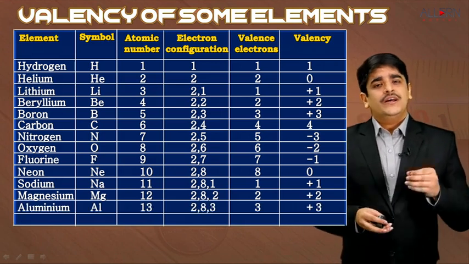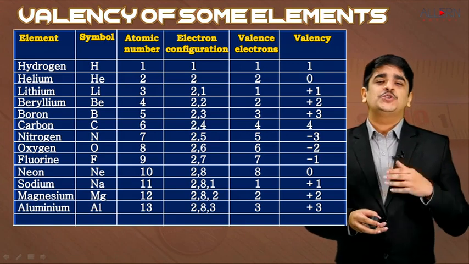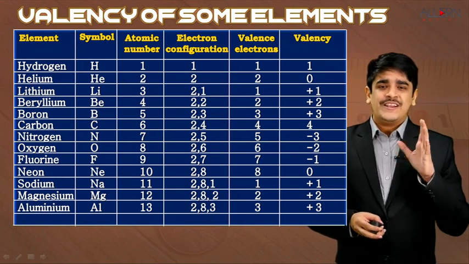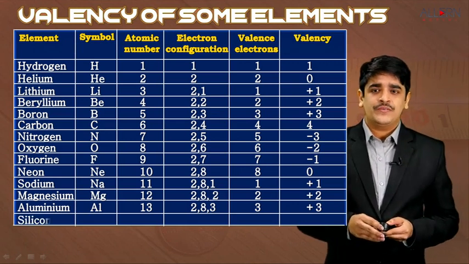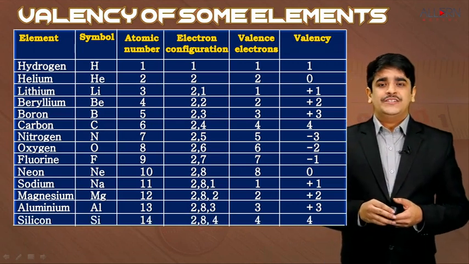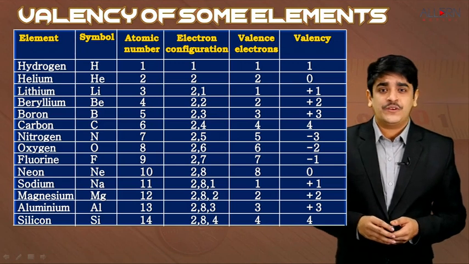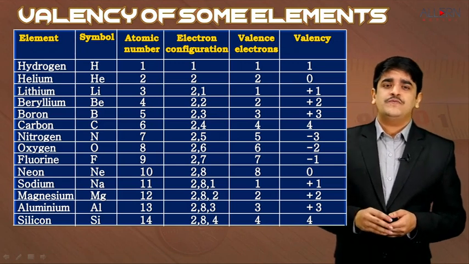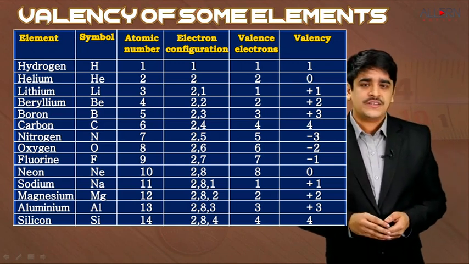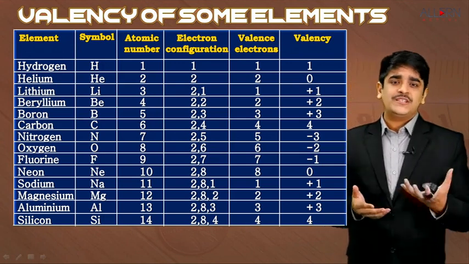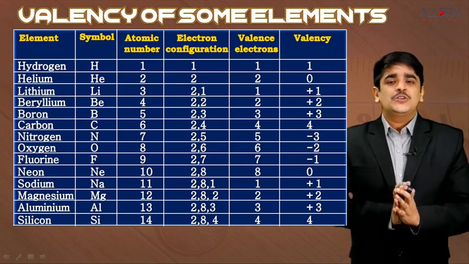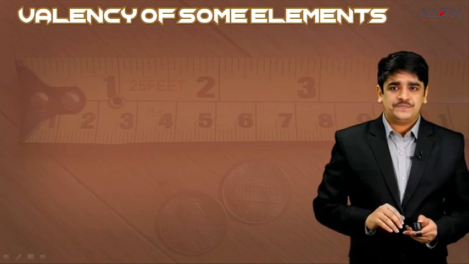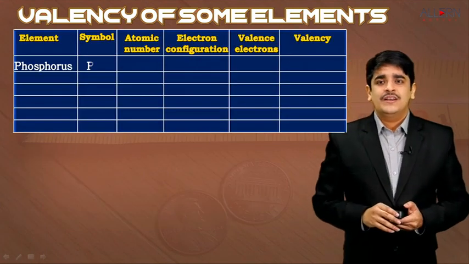Aluminium, atomic number 13, configuration 2, 8, 3, loses 3 valence electrons and has a charge of +3, again gains the configuration of neon. Silicon, it is 14, 2, 8, 4. So in this particular case, 4 valence electrons, has 2 options, loses 4, gains 4, but it prefers to share 4 electrons in most of the cases, so the valency is 4.